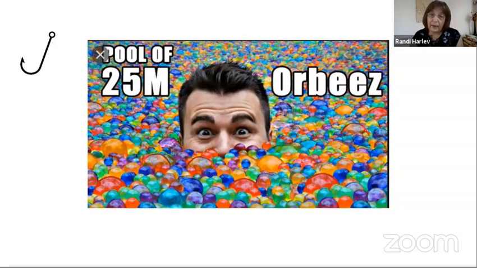Now, I don't know if you know what Orbeez are. They're these little tiny absorbent polymer beads, and when you add water, the molecules in the bead absorb the water and they expand in size up to 150 times their original size.